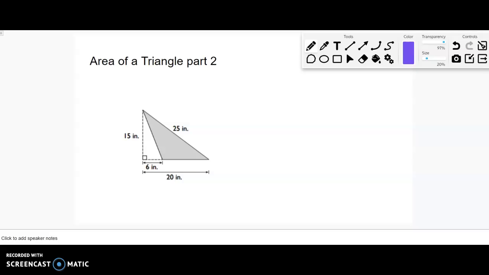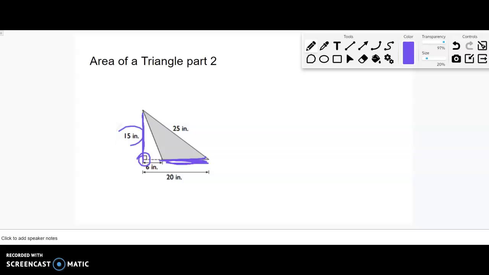All right, thanks for giving this part 2 a try. The main thing is it is a little trickier to find the base and the height sometimes. So let's look at this one. If I have a right angle here, well, that tells me I can use this as the height and this is the base, but I don't know how long this bottom part actually is.